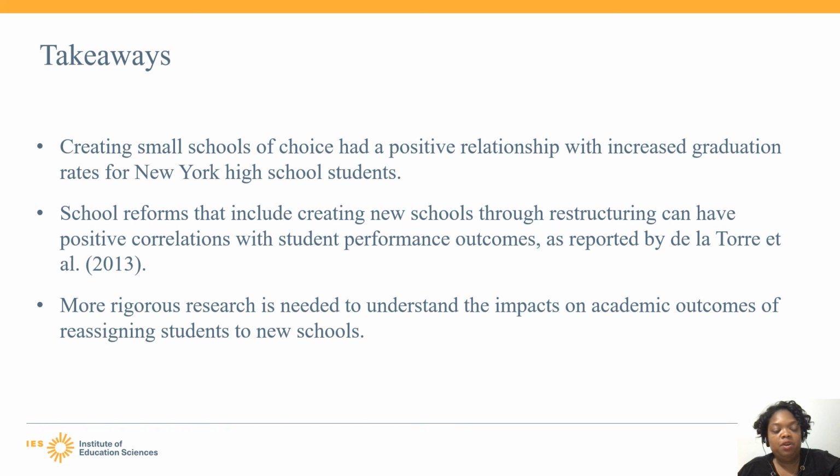Here are a few takeaways based on the research presented in this video. Creating small schools of choice had a positive relationship with increased graduation rates for New York high school students. School reforms that include creating new schools through restructuring can have positive correlations with student performance outcomes, as reported by De La Torre et al. 2013. More rigorous research is needed to understand the impacts on academic outcomes of reassigning students to new schools.